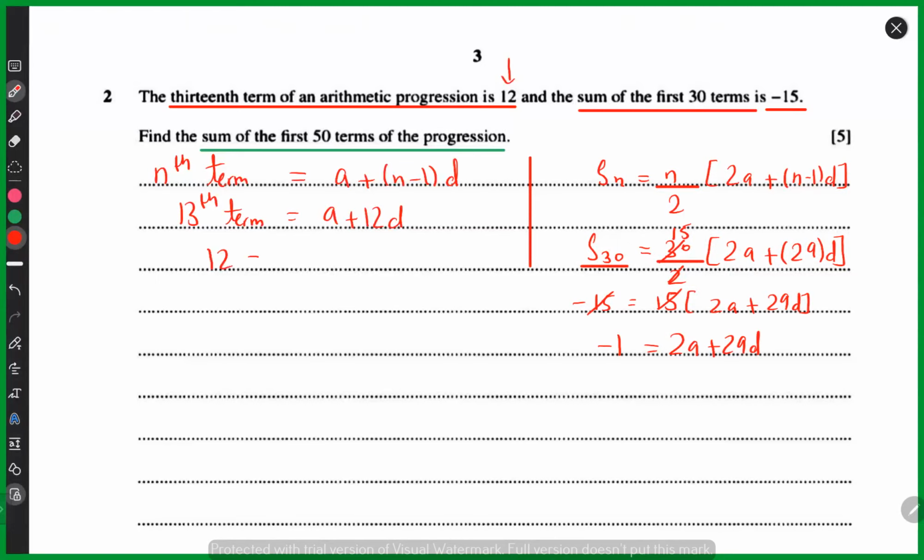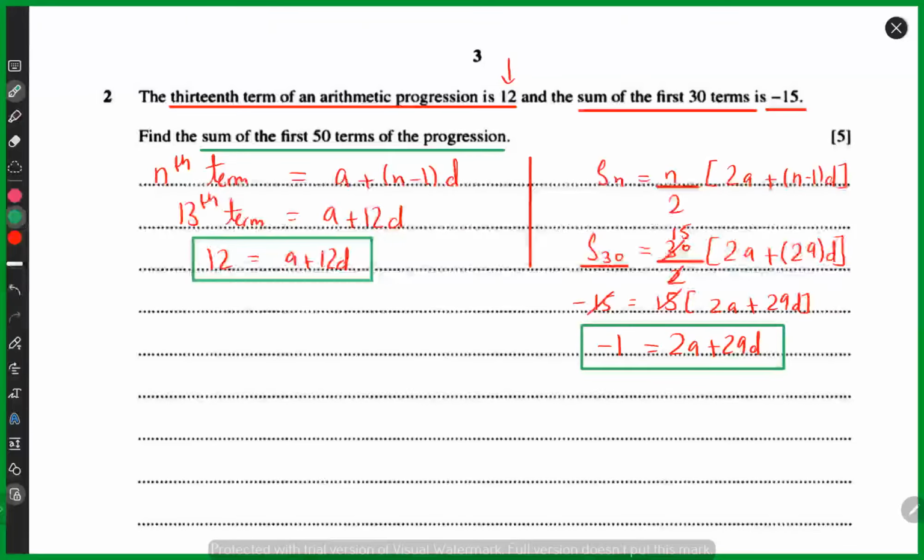Here we know that the 13th term was 12. So 12 is equal to a plus 12d. Let me just double check if both the equations are correct, if I have made any mistakes. So here we have 13th term, and that is correct. And then we have minus 15 and 15 into 2a plus 29d. Yes, it looks fine. So these are the two equations I have.